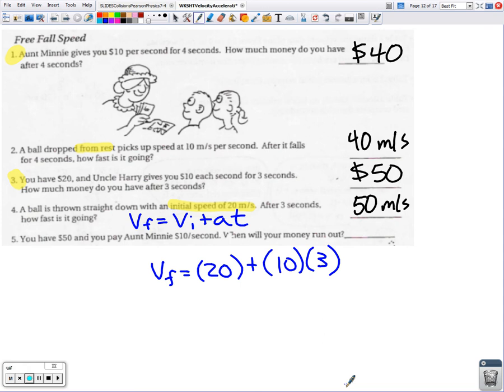Does that make sense? Yeah. Because you threw it with an initial speed of 20, right? Why is this 10? Because that's the acceleration caused by gravity. That's how much gravity is changing the velocity. How long does that take? 3 seconds. You solve this equation, what do you end up with? 50. Okay. Good there.